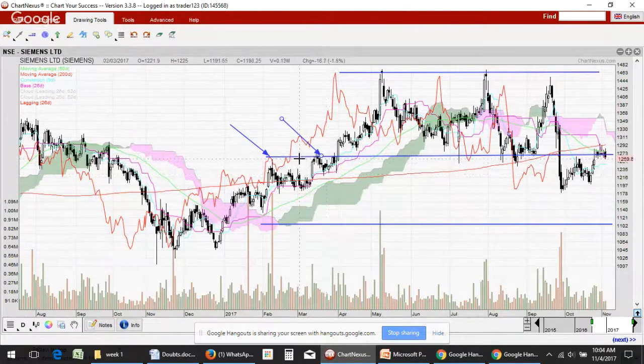As we know from our course, resistance once broken should act as support. That is exactly where the support should have been in the triple top pattern, and then the pattern is said to be complete once that support is broken, which it eventually did at this point.